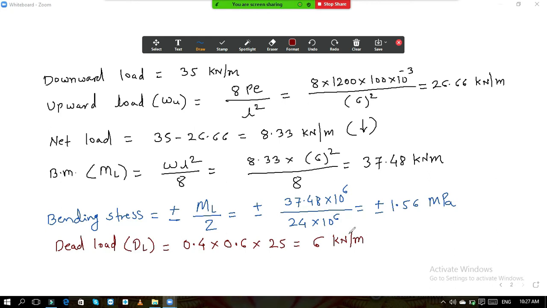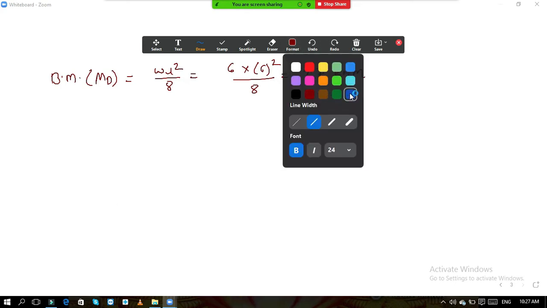Now calculate the bending moment due to dead load. So the bending moment of dead load, that is MD. It is again UDL. Dead load is always UDL. So WL square by 8, which is equal to, W is 6, so 6 into 6 square by 8. That is 27 kilonewton meter. Now we will calculate the bending stress.